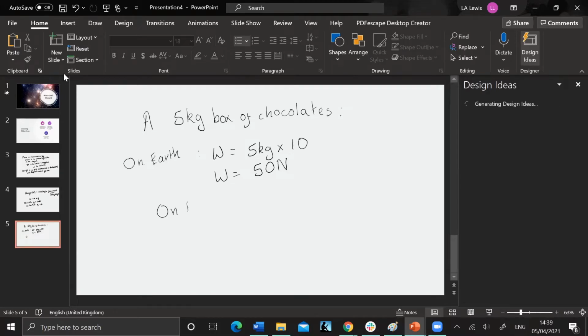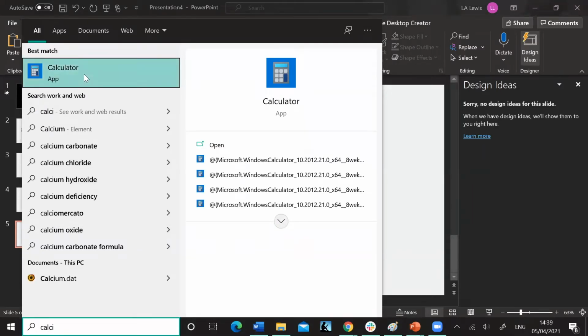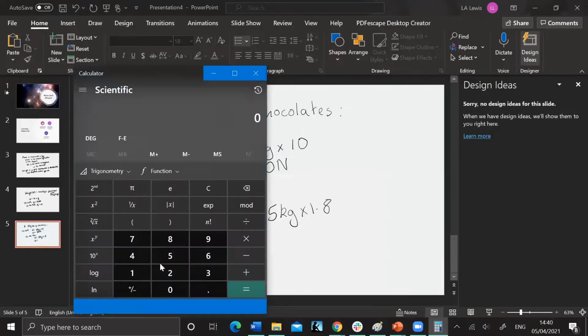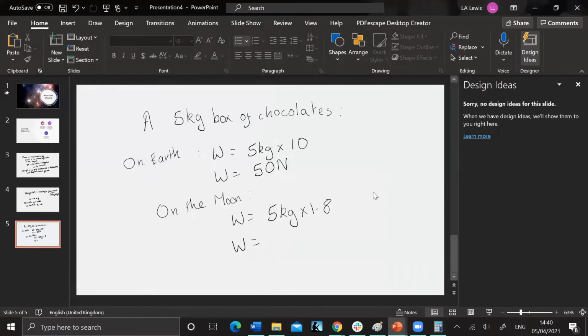So on the moon, W equals 5 kilograms times 1.8. You can work that out with a calculator, because in physics exams you always get a calculator, so don't worry if you can't work something out. 5 times 1.8 is 9. It's like times by 10 and dividing by 2, isn't it? 9 newtons.